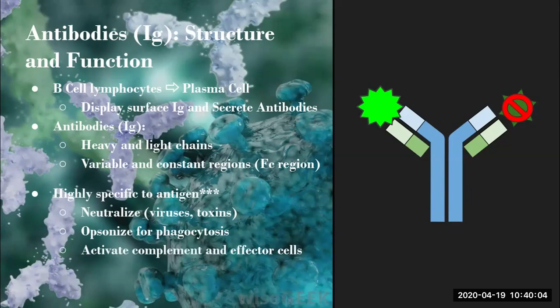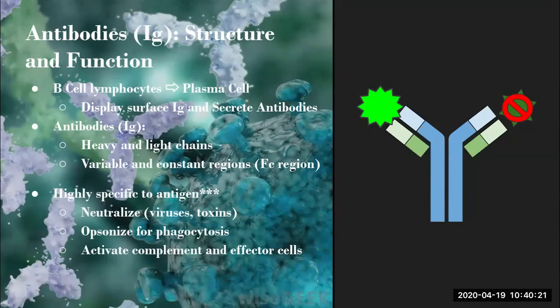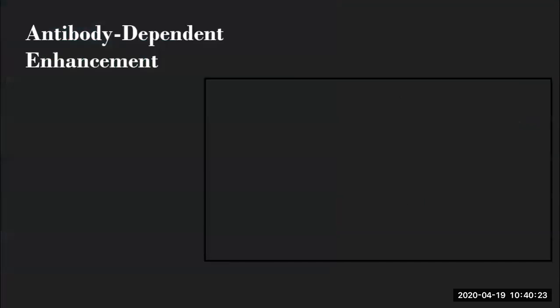And so the other important thing that antibodies do is they can activate complement and some of the effector cells, like mast cells, for example. Now, these are more in-depth conversations about immunology, so I won't go into them. I'm just trying to convey the idea here that antibodies are really important in the immune system.